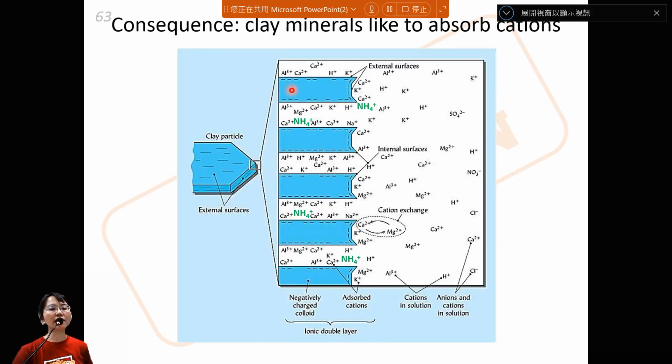Therefore, on their surface, there is always negative charge here and there. And this charge will attract cations onto its surface. It's not just metals or protons. It will also adsorb nutrients such as ammonia. That's the reason we say clay minerals are chemically reactive, because their surface is charged. Okay, that's for minerals.